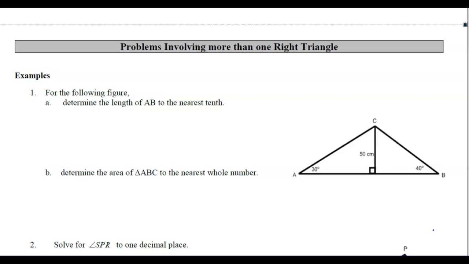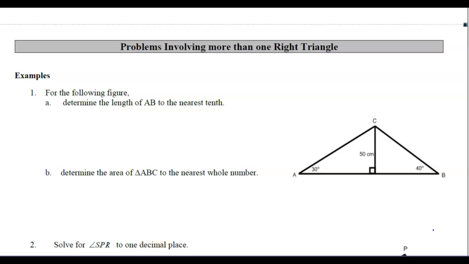Okay, so we're looking at problems that involve two triangles. We've learned all that we need to learn in trig for this course. We're putting it together to solve some different problems. So yesterday, sometimes a diagram wasn't given, so you had to read the question, draw the diagram yourself, and use your trig ratios.